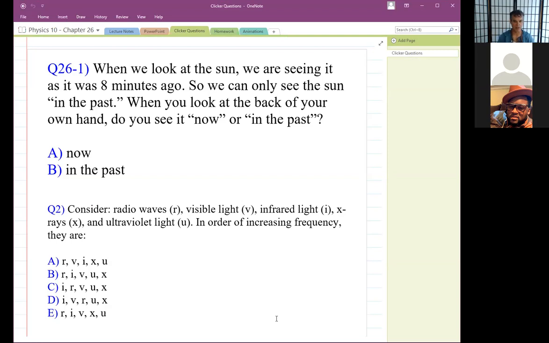And believe it or not, the correct answer is in the past. Why? It does take light a tiny, tiny, tiny bit of time to travel from my hand to my eye. It's less than a billionth of a second, but technically, when I'm looking at the back of my hand, I'm now seeing it as it was a billionth of a second ago. So here's one thing that's really cool about this.